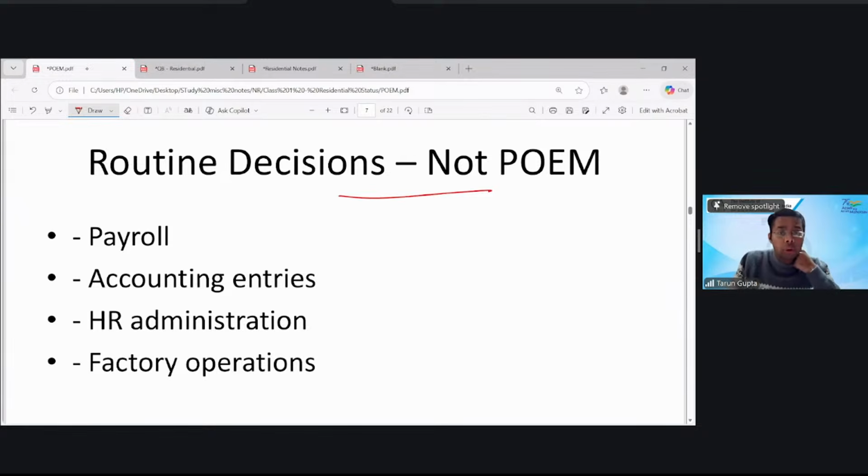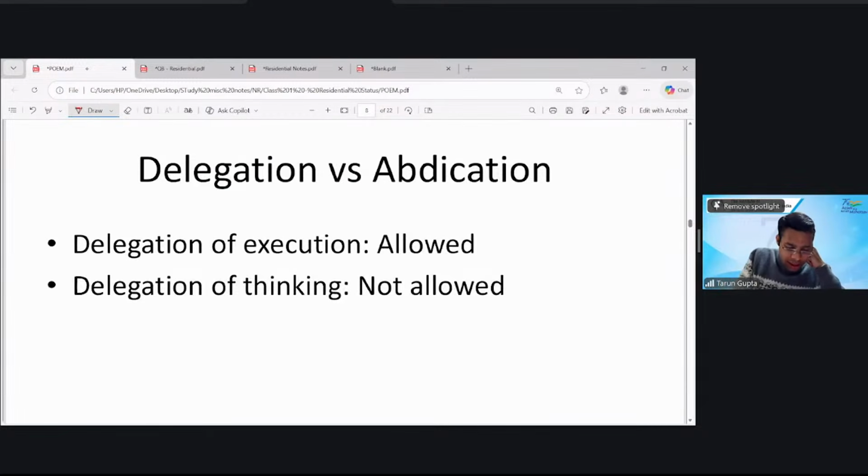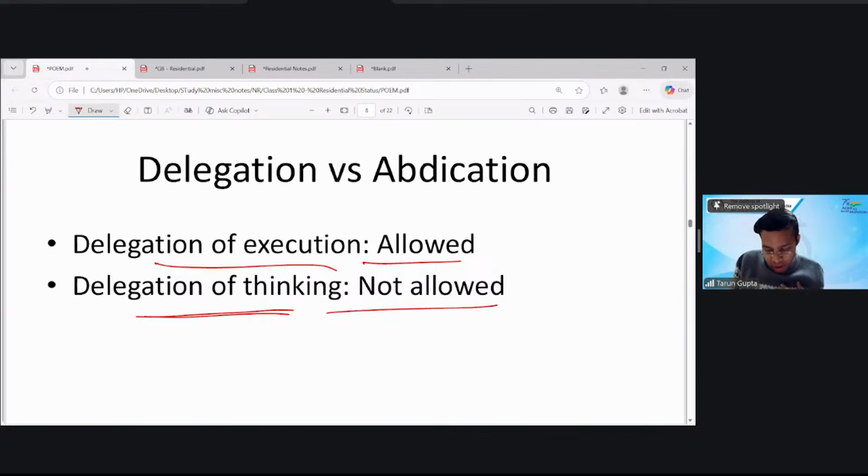Routine decisions are not relevant to decide the POEM. Payroll, accounting entry, HR administration, factory operation are not relevant, like we did with the liaison office or day-to-day operation. Delegation of execution is allowed. Where decisions are executed, they may be delegated. But delegation of thinking is not allowed. If the delegation of thinking happens from the board of directors, then the POEM shall be the place where the decisions are actually taken, where the thinking is actually delegated.